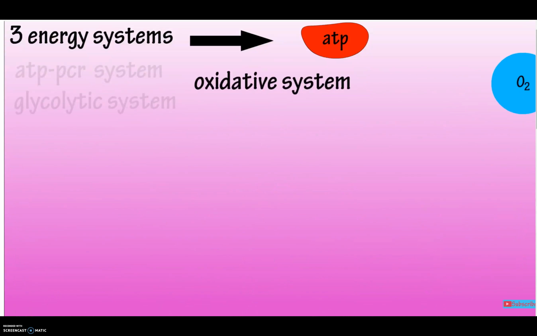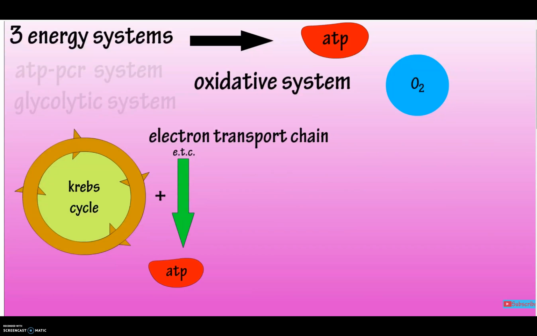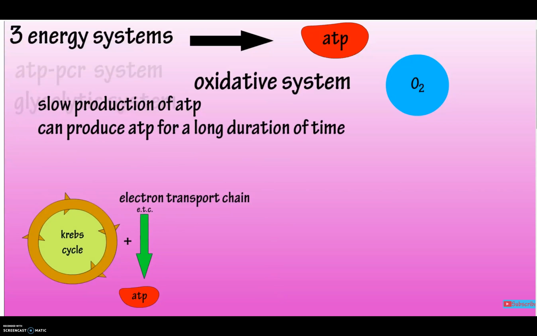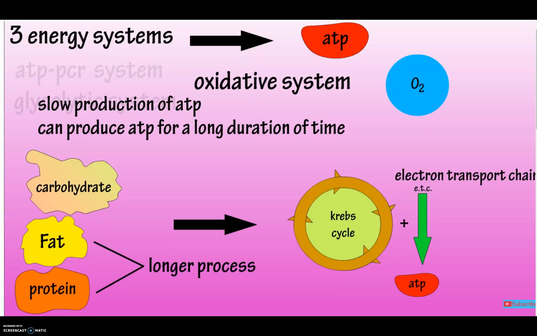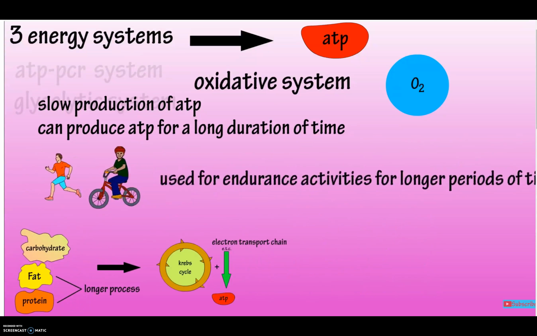The oxidative system involves the use of oxygen. Through two complex metabolic processes, the Krebs cycle or citric acid cycle and the electron transport chain, ATP is produced. This energy system, with all of its processes, can't produce ATP nearly as quickly as the first two systems. However, this system can produce ATP for a much longer duration. This system can use carbs, fats, or if necessary, even protein. However, fats and proteins have to be broken down, so when the system uses them, the process becomes longer. This system is used for longer duration activities, such as a bike ride or long run.